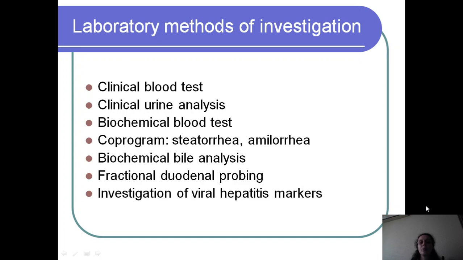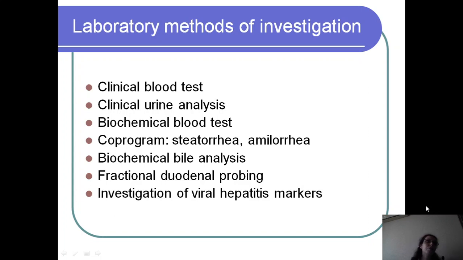Which methods should be prescribed in order to diagnose different problems, different pathological conditions with biliary and hepatic systems? For example, the first one and the most common is clinical blood test. What can we detect with the help of clinical blood test? First of all, inflammatory changes.